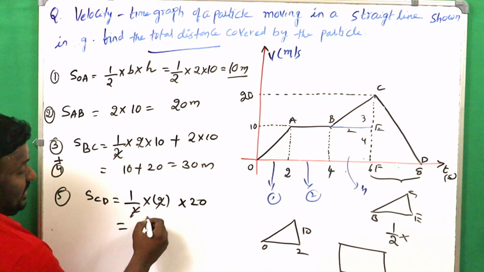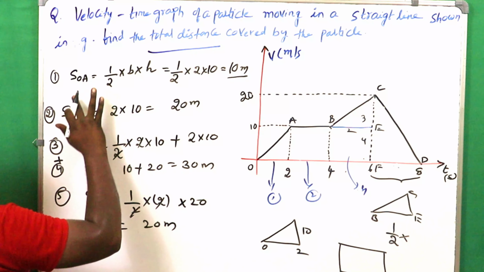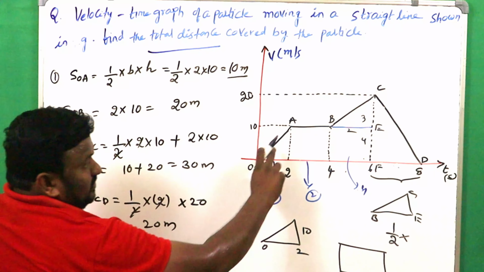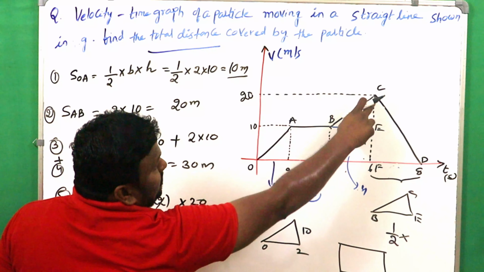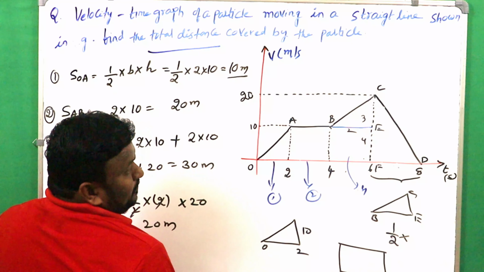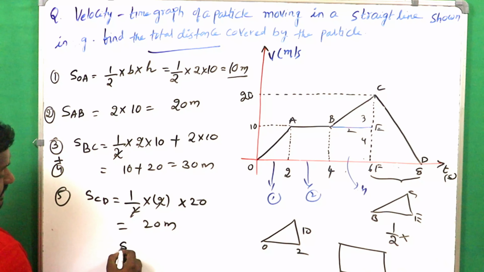Then what to do here? Cancel. 20 meters. So this is the distance individually below the OA, below the AB, below the BC, below the CD. If you find the sum of all these, we will get the total distance.